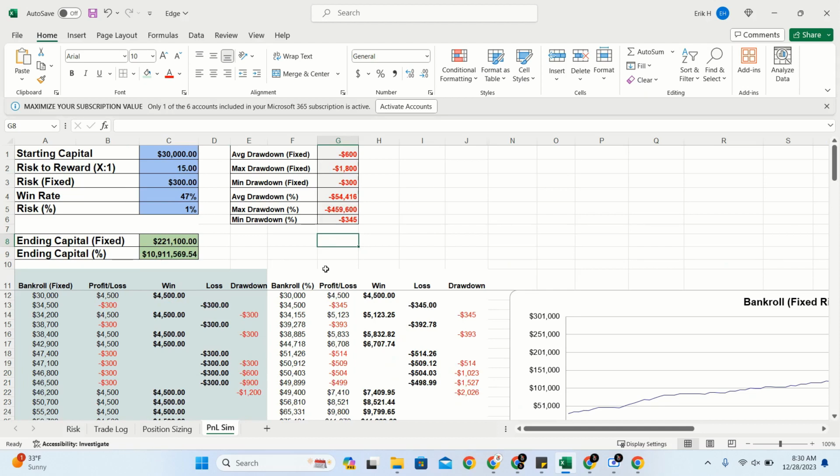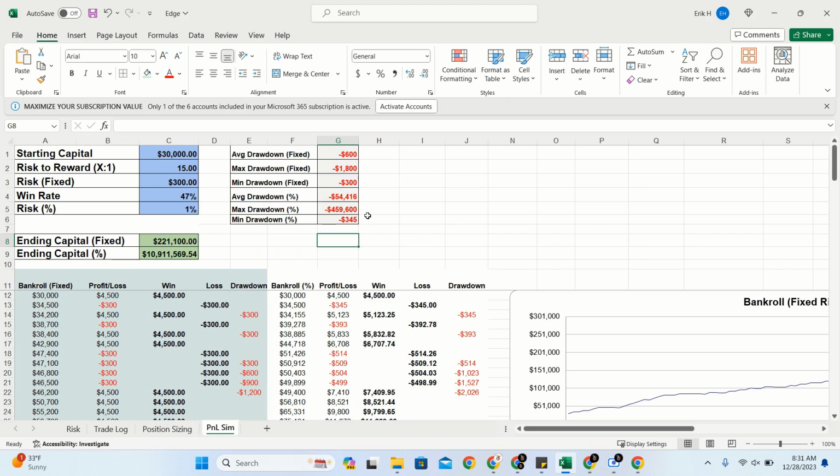That's really good. But what's better? Well, if we risked 1% of our account each trade rather than a fixed $300, our ending capital would be close to $11 million. That is a huge difference. Like we briefly mentioned on the last slide, though, look at our max drawdown. If we risked 1% of our account, our max drawdown would have been $459,000. That is over 10 times your starting capital.